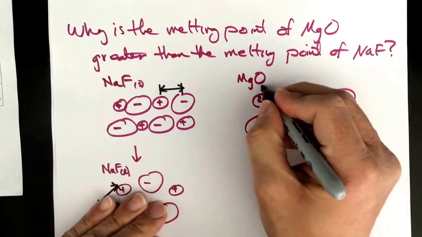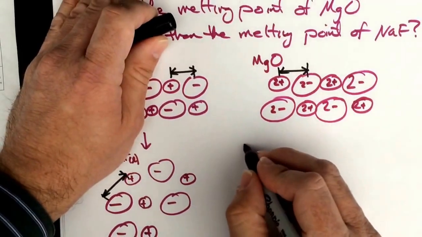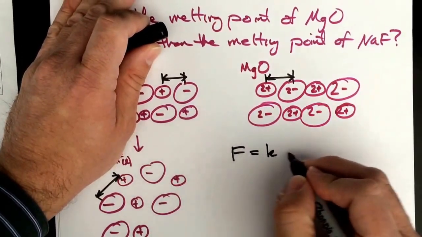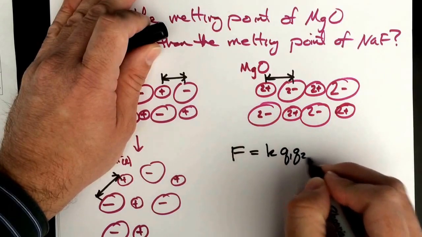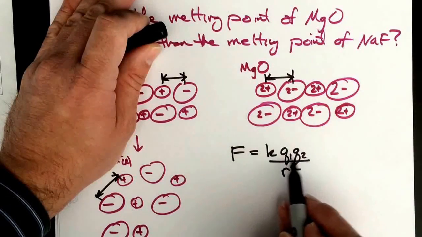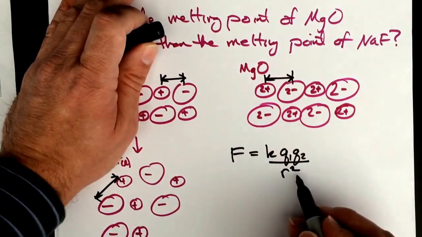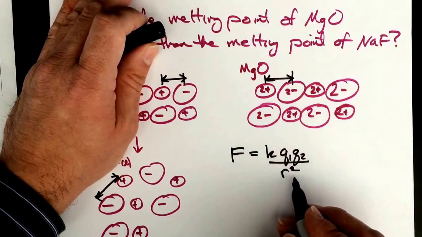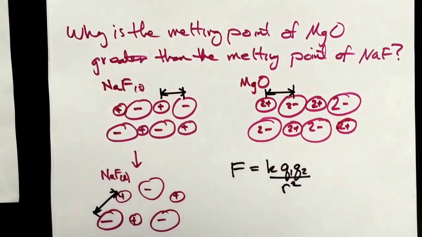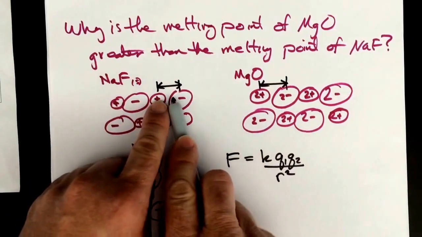Now, we know that what governs this is Coulomb's law. We know that Coulomb's law states that for two charged particles, Q1 and Q2, the force is proportional to the product of the charges divided by the square of the distance. We know that this square makes the distance generally the more important consideration. So first thing we have to do is consider, well, how far apart are these ions relative to each other?